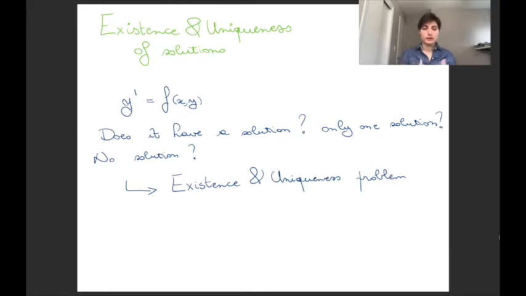So we are trying to bring that understanding from algebraic equations into ODEs. When can we be sure we don't even have to look at the equation because it has no solution? Or when can we be sure we got all of them?